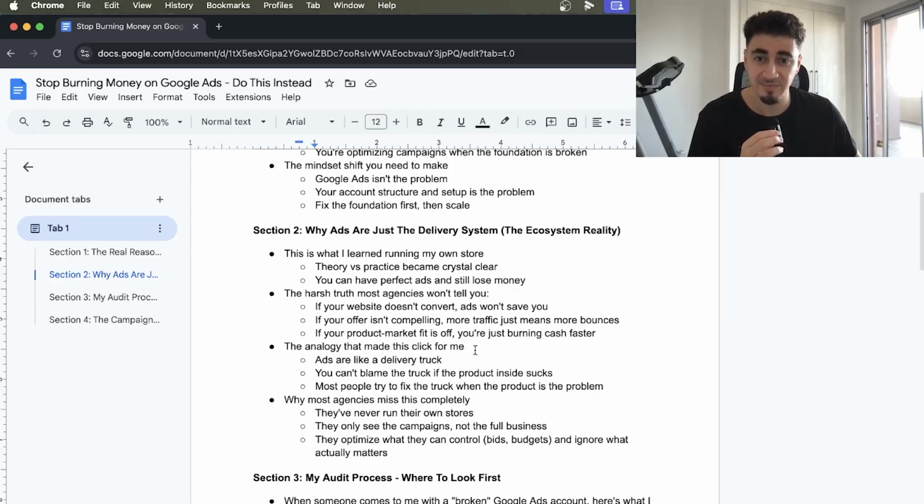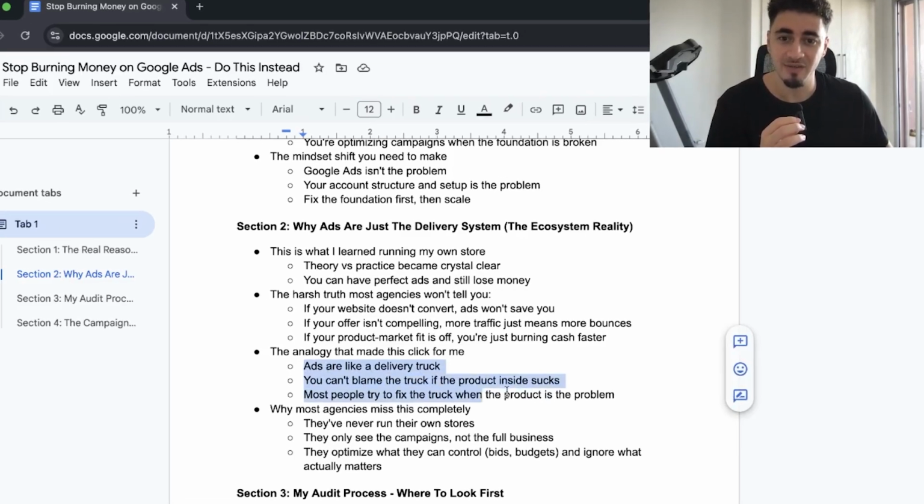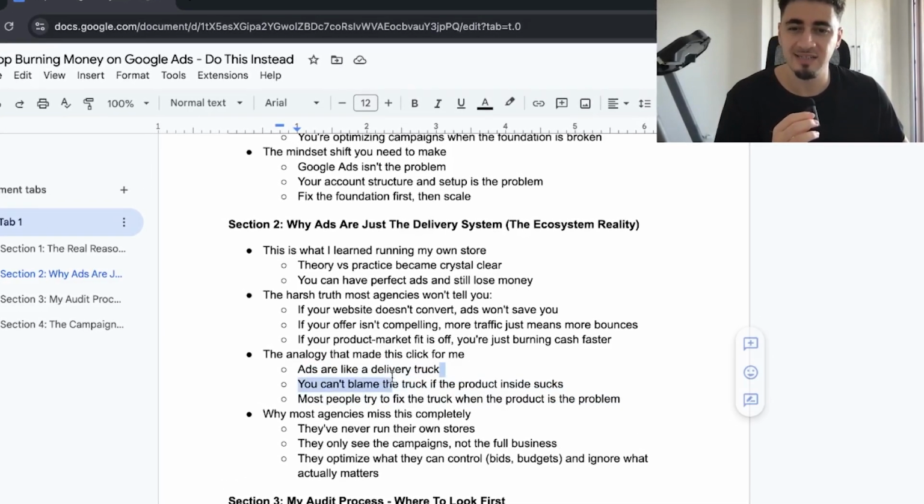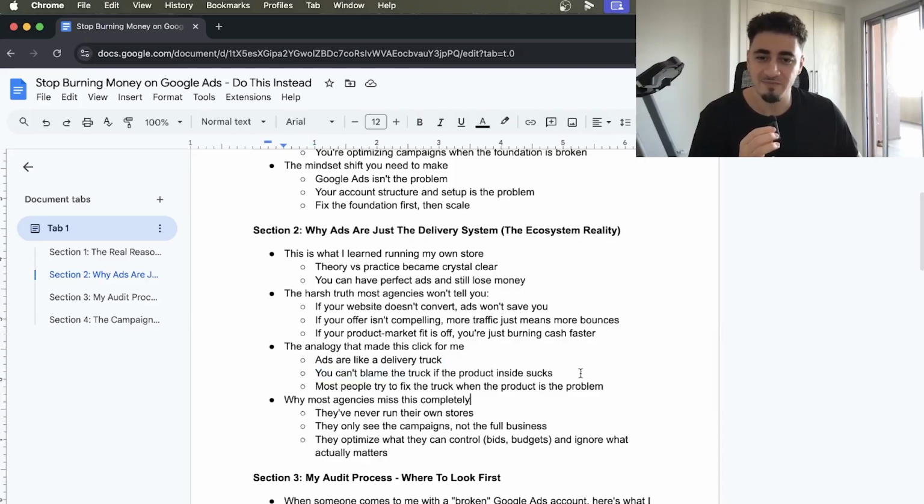And this is the analogy that made it click for me, right? So I think this is going to be really helpful for you guys. Think of it like a delivery truck. You can't blame the truck if the product inside sucks. The truck is just there to deliver the product. So apply that to your business, right? Most people try to fix the truck when the product is the problem, right? So kind of view ads as the delivery truck. Hopefully that clicked for a lot of you guys.